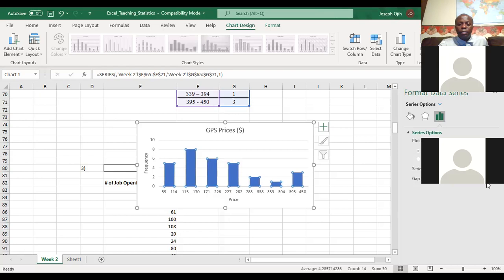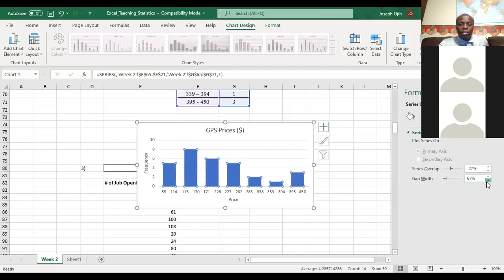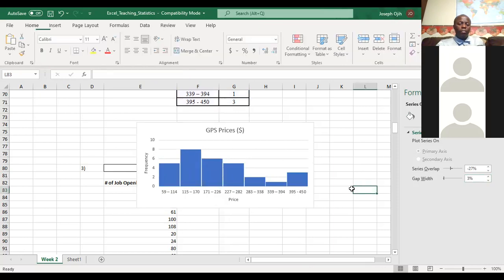Okay, can you see that? Yes. It's closing now. You just stop at around 2%. Okay, I left it at 3%. You can see the histogram right there.